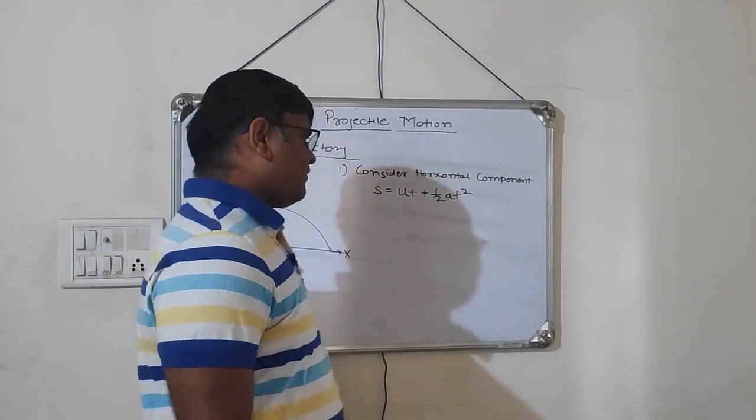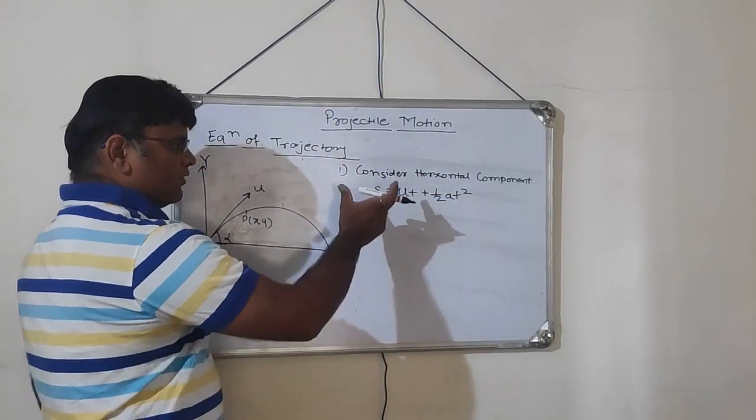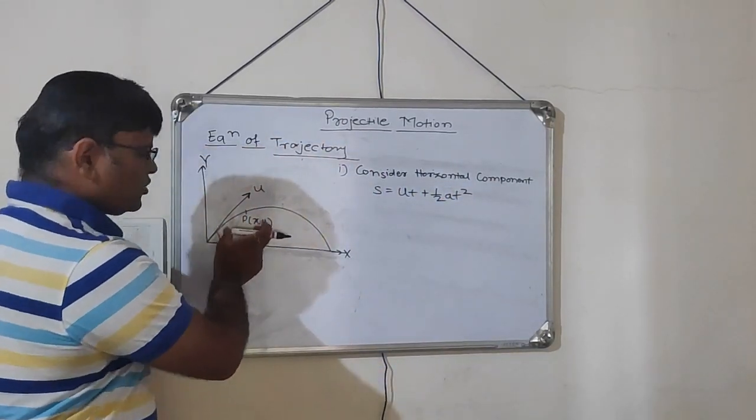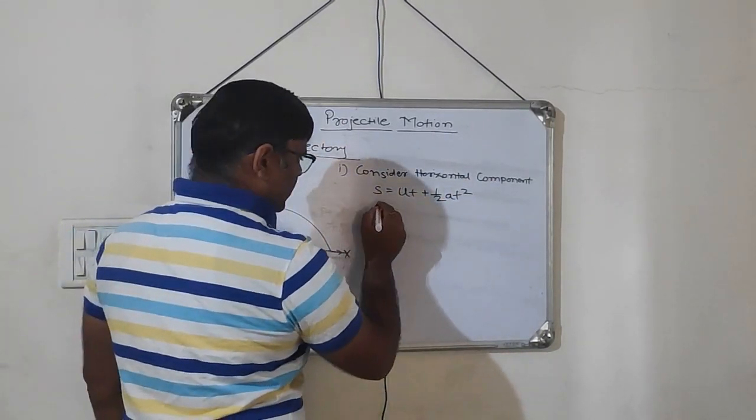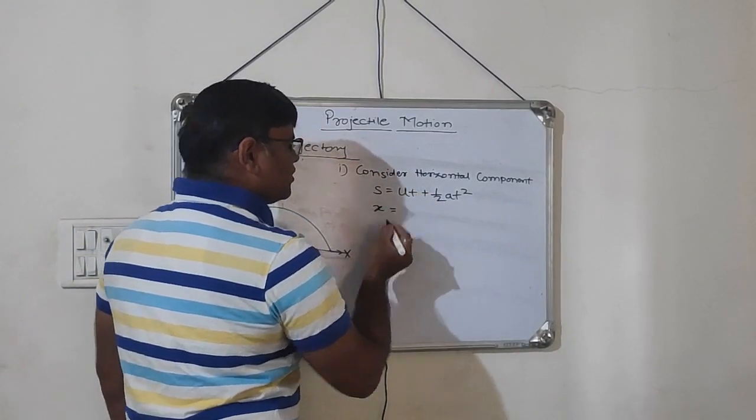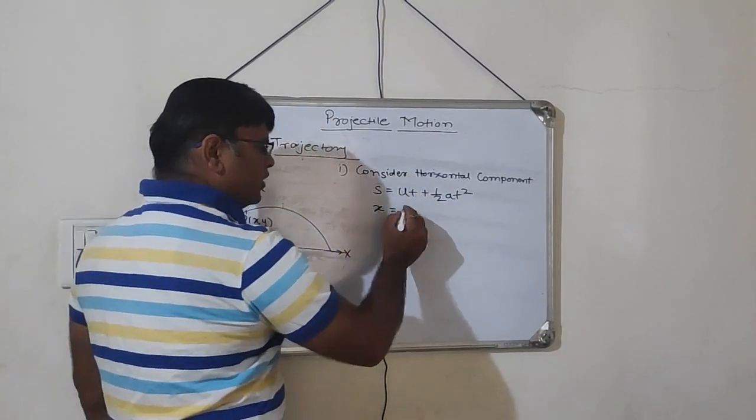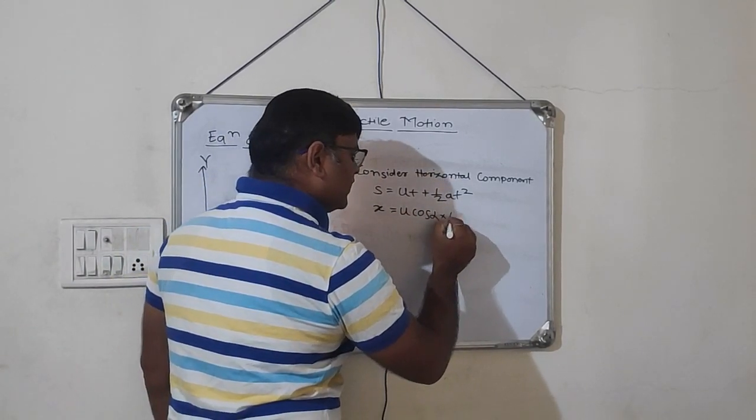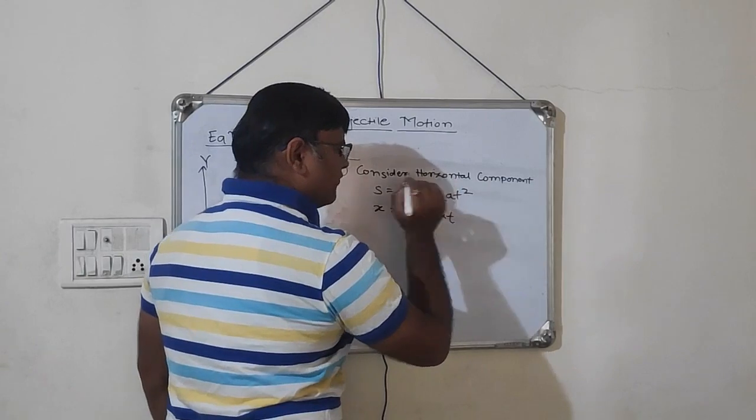So we can take this equation for solving the equation of the trajectory: S is equal to ut plus half at square. What is S? S is nothing but x, because we are taking the horizontal component. So the horizontal position of the particle is x. So I will write S is equal to x. U is, as I told you, for the horizontal component, u cos alpha into t, plus half at square.